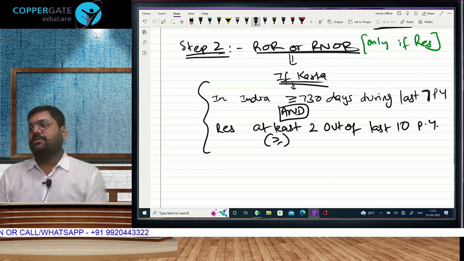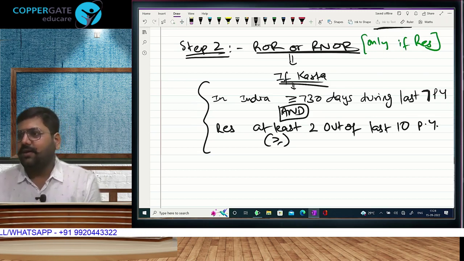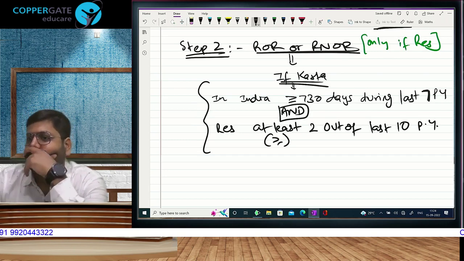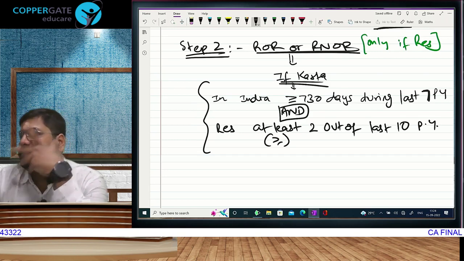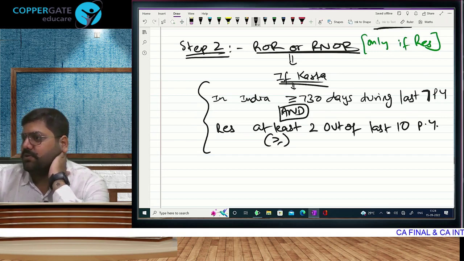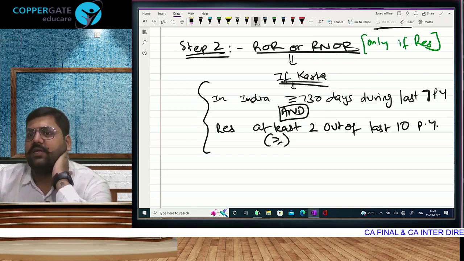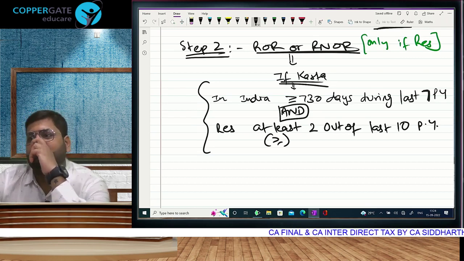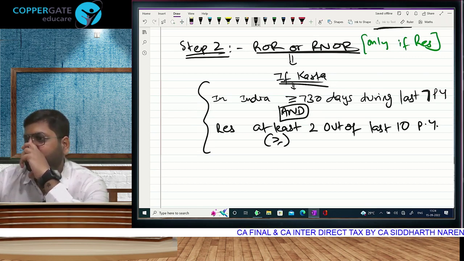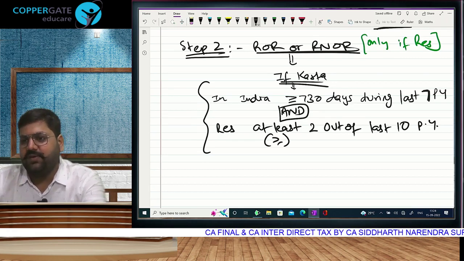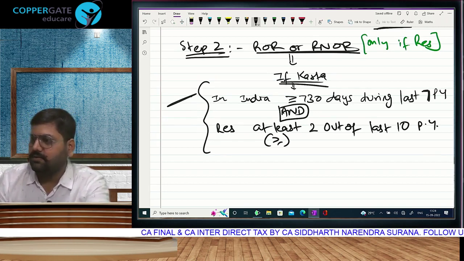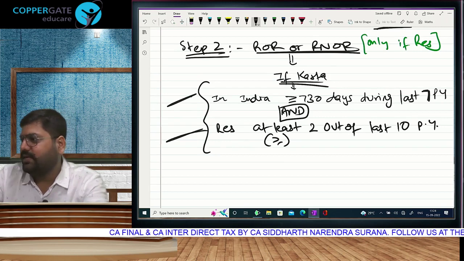Imagine the karta in the relevant previous year was in India only for 10 days. Once it is less than 60, we don't discuss or think about anything. What's the answer for the karta? Non-resident. But one decision of the HUF was taken in India during those 10 days. So HUF is a resident. And this is the first time the karta has left India. Otherwise, since birth he is in India. That means last 7 years 730 is done. Last 10 years at least 2 he is resident.